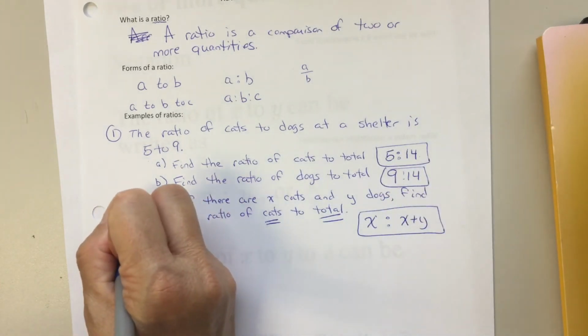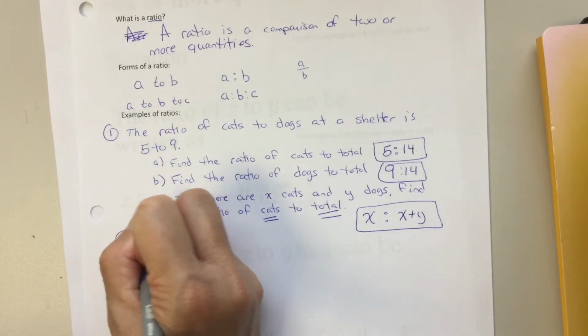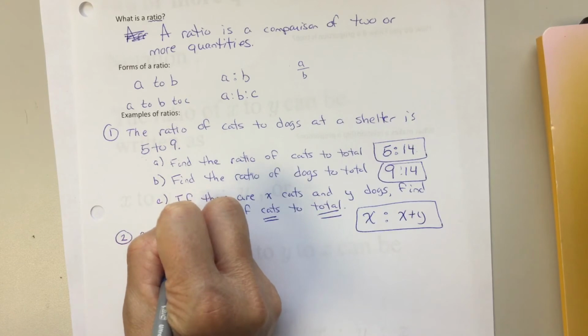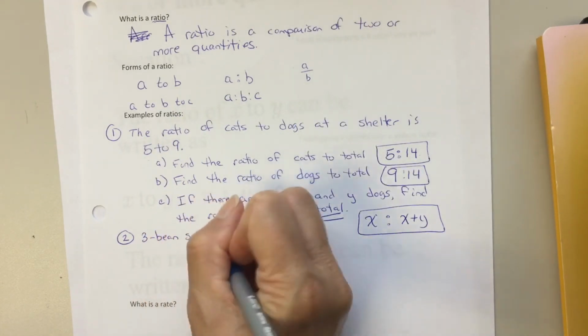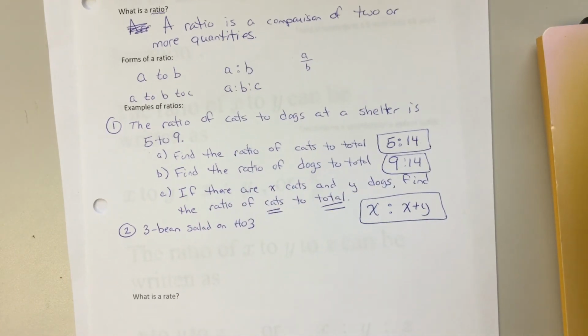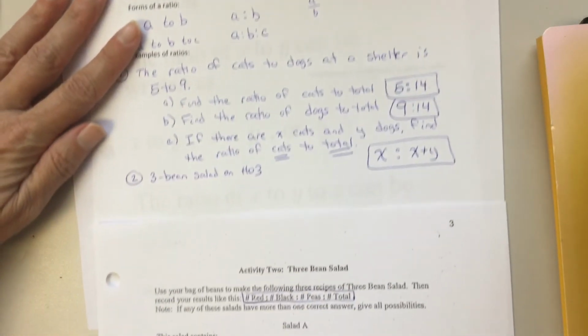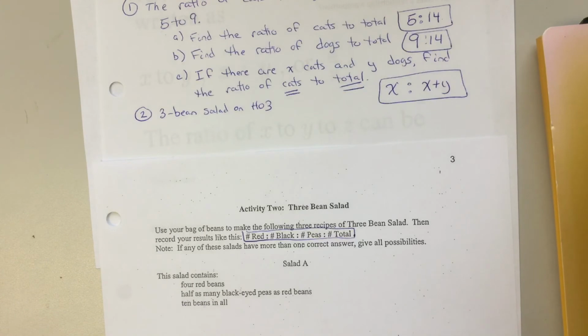Now for my second one, see if I can write small enough to fit this. I'm going to use an example from your lab manual. So this is 3-bean salad on handout 3. Okay, so this is the 3rd page of your lab manual. So I'm going to pull this up real quick and we're going to take a look at it.